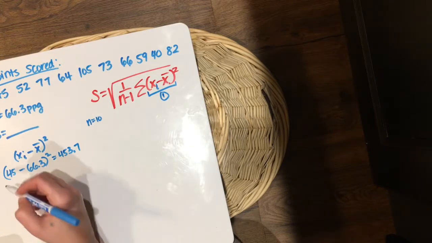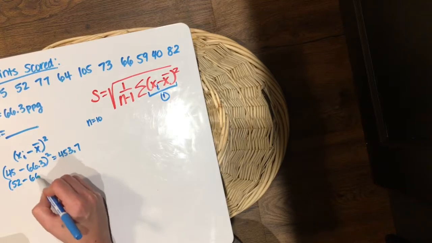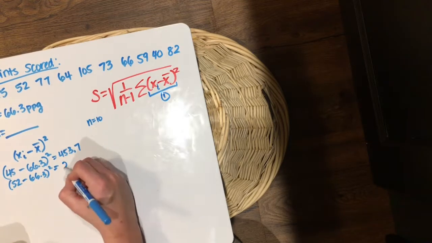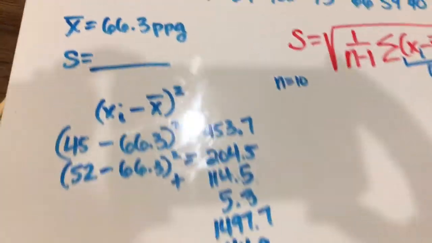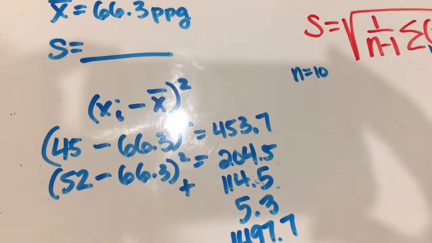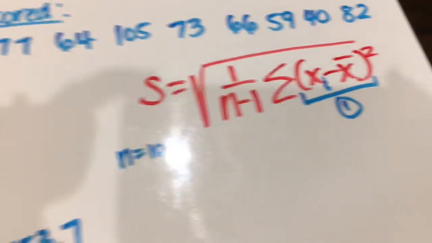All right, let's do one more. So the next one is the game where you got 52 points. So subtract that from the mean and square it. You can just hit second enter on your calculator, it's a little shortcut. And that's 204.5. Okay, and I'm back. So what I've done is found all these steps, okay, continued for the standard deviation, just step one right there, taking each x minus the mean squared.